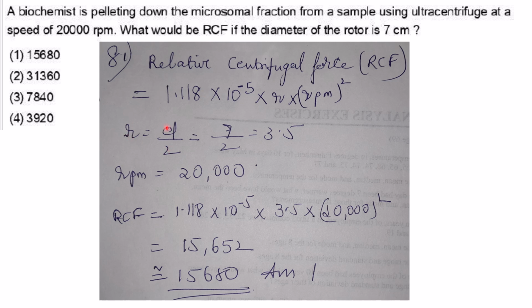And radius is diameter divided by 2, so 7 by 2, that is 3.5. RPM is 20,000. Substitute the values and you will get it around 15,652, which is almost approximate to the first option, that is 15,680. So the first answer is the right answer.